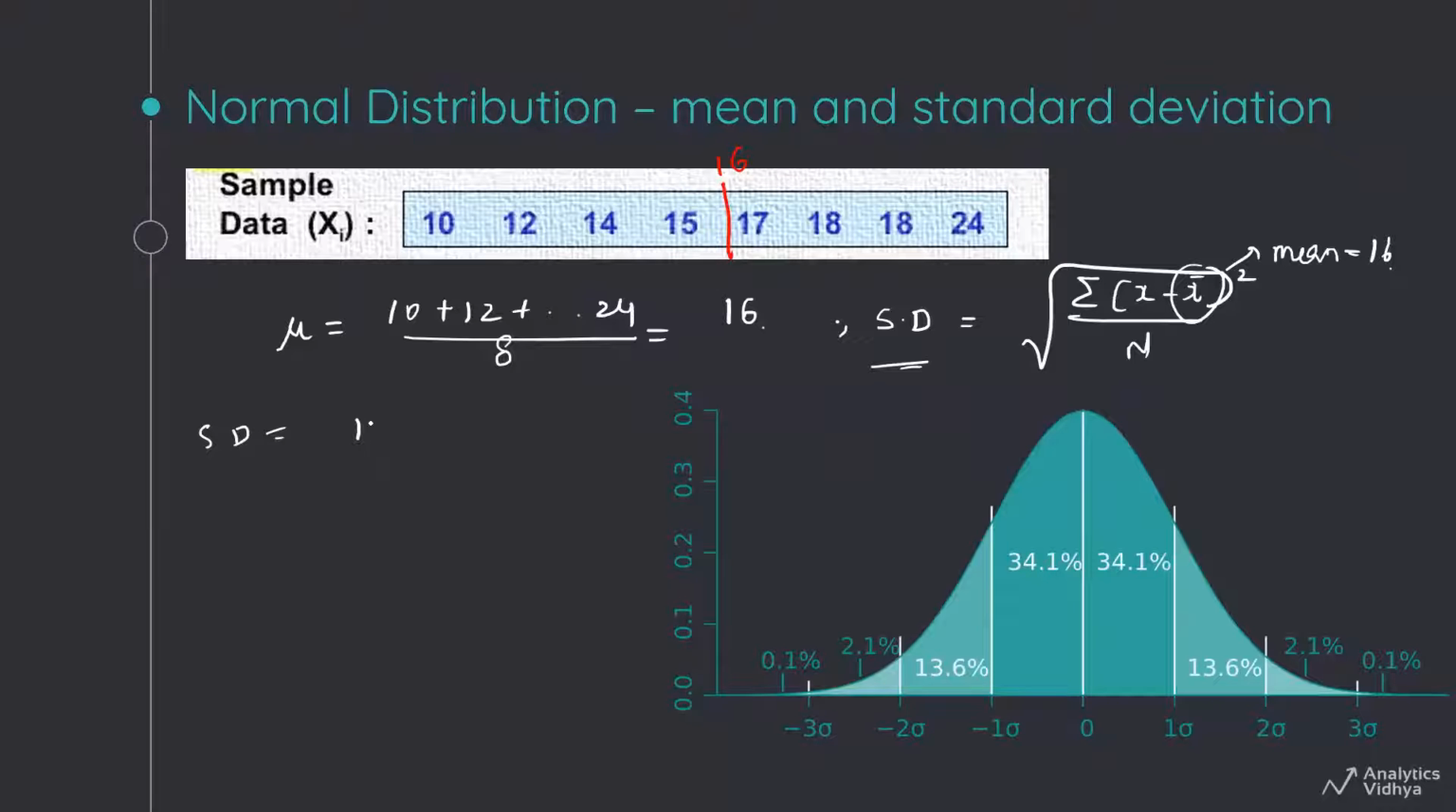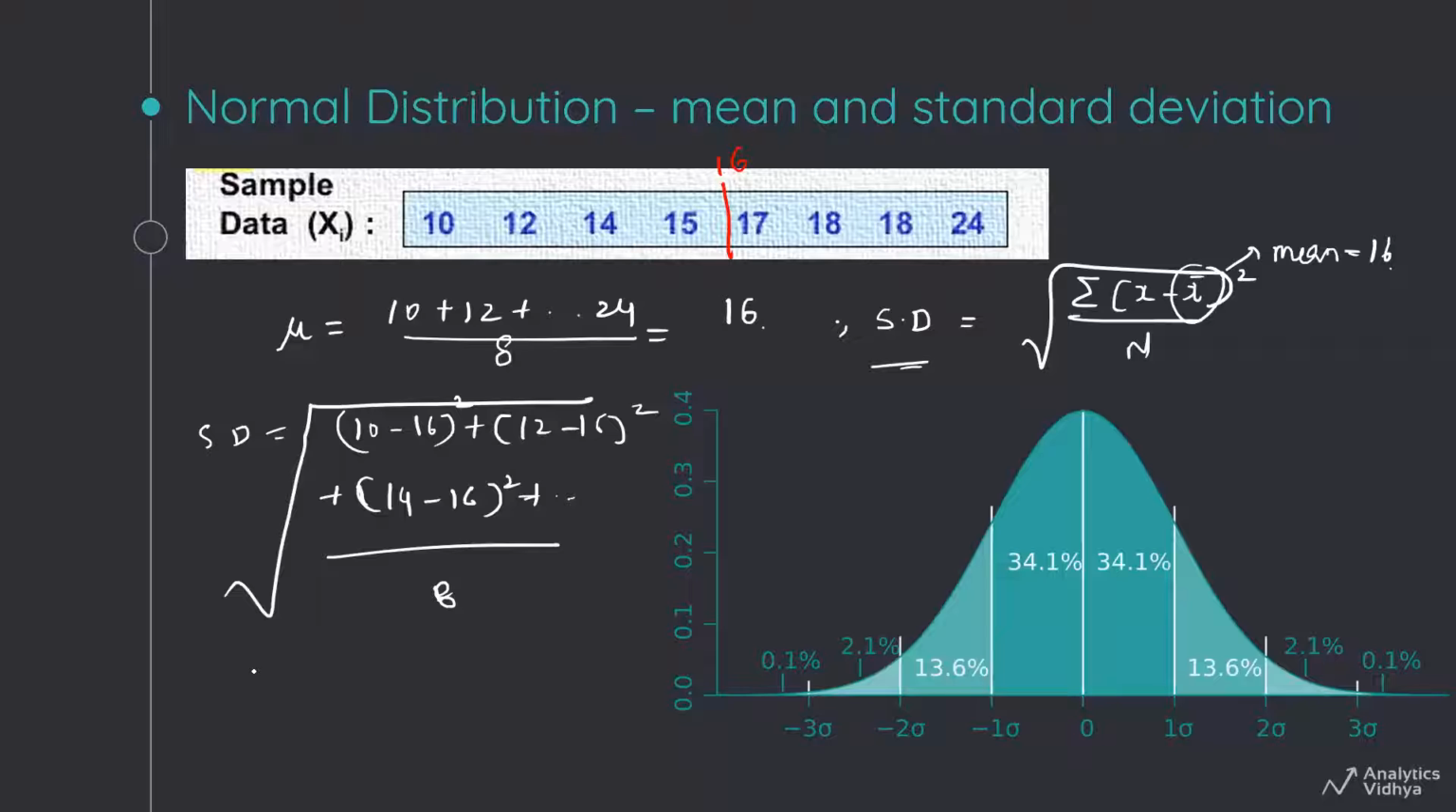So this would be (10 − 16)² + (12 − 16)² and so on. What I'm doing is taking each data point and seeing how different it is from the mean, divided by the total number of values. Now this would give me a value close to 4.03. Let's assume this is 4. What does standard deviation tell us?